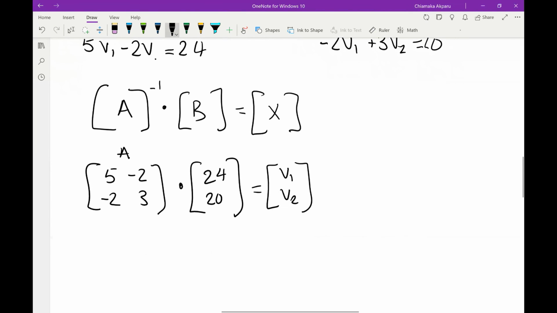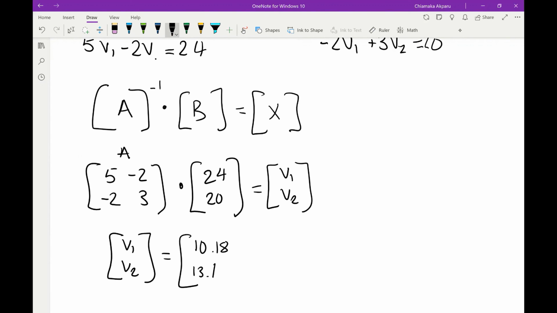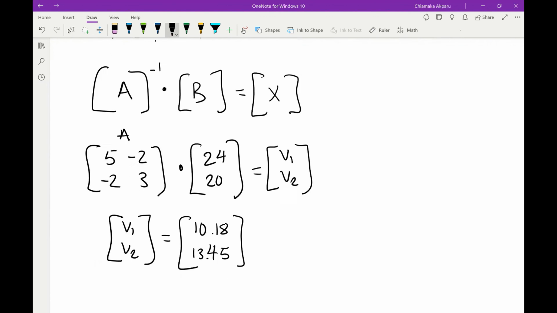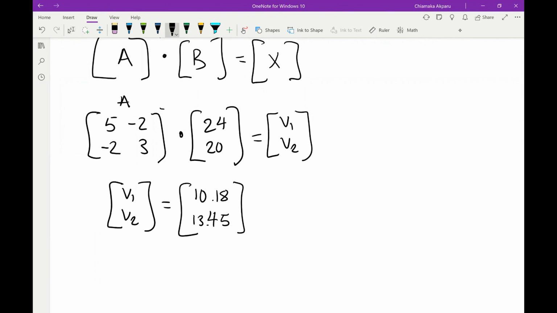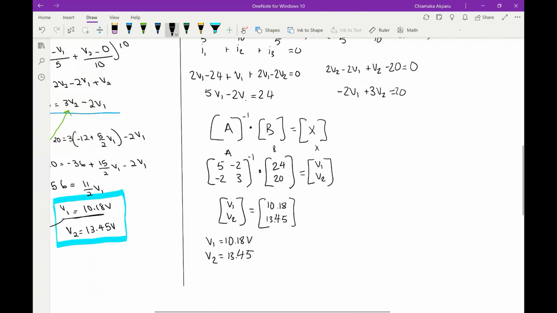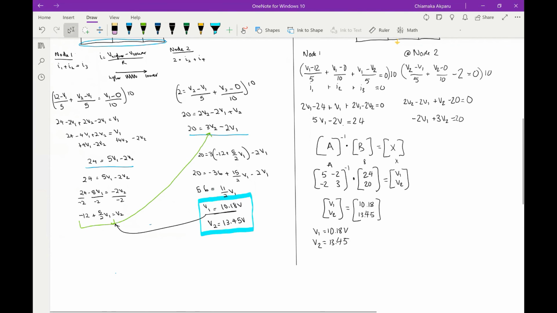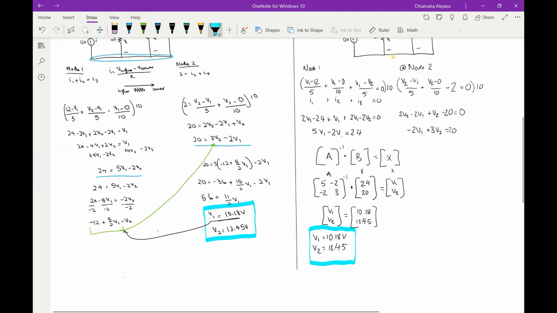Now what we're going to get in our matrix is that V1, V2 is equal to 10.18 and 13.45, using our matrix calculator, because we took the inverse of this one times this one, which is equal to this. So our final answer is V1 is equal to 10.18 volts and V2 is equal to 13.45 volts. And as you can see, that is exactly the same as the first method. Yep, and that concludes our time domain analysis video. Hope you enjoyed.